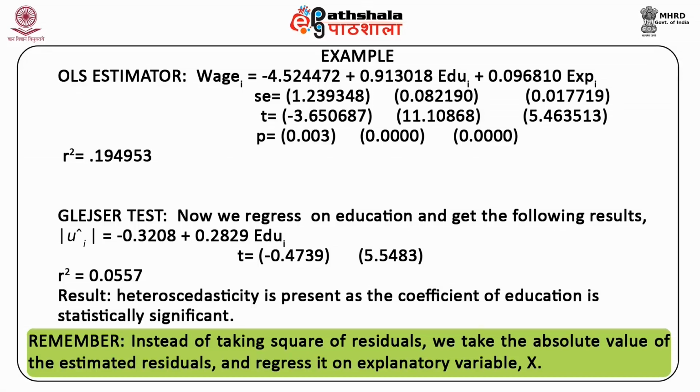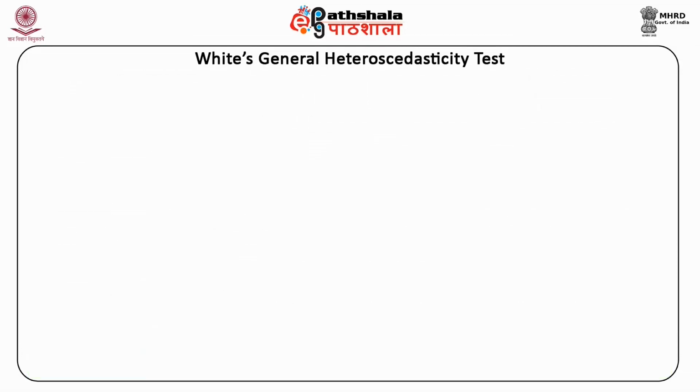So we use the Glejser test by regressing the absolute value of residuals on education, which is taken as the explanatory variable for the present regression. However, we can repeat this test by regressing on experience and estimated value of wage also. The above mentioned Glejser test result suggests that the data suffers from heteroscedasticity, as the coefficient of education is statistically significant.